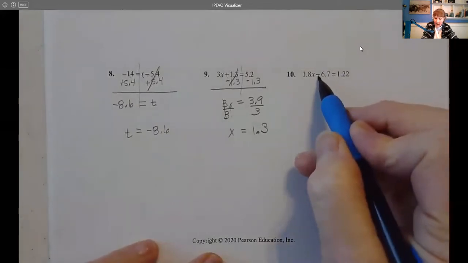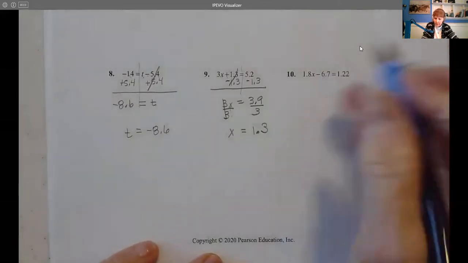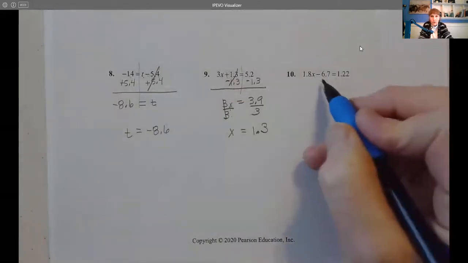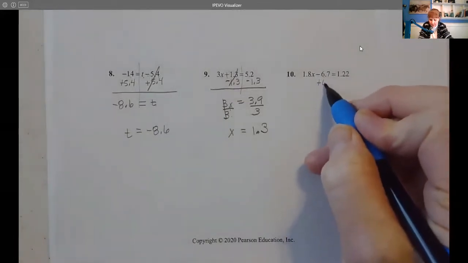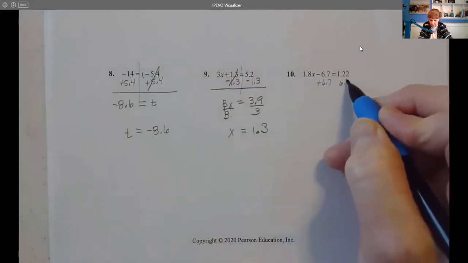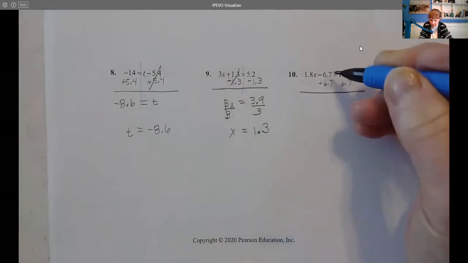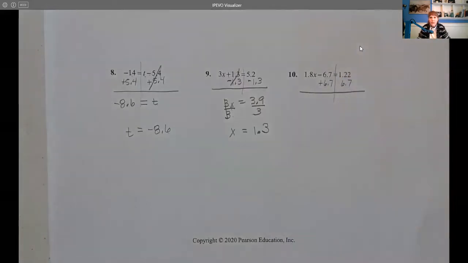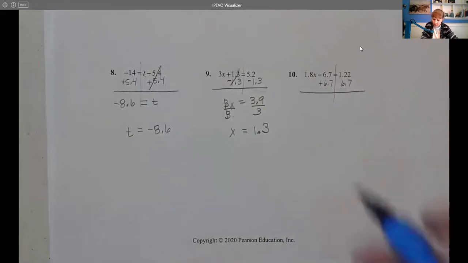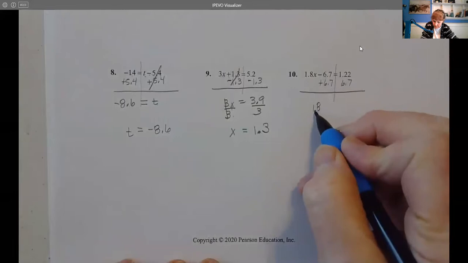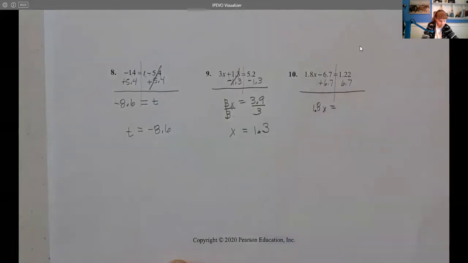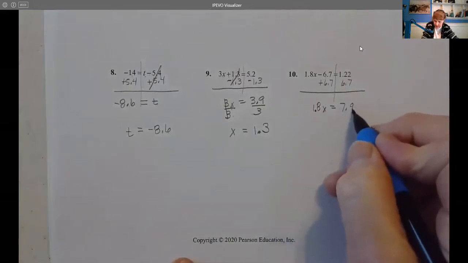Here, this is a subtract 6.7. So I'm going to add 6.7 to both sides of my equal sign. It's always the opposite here. So now we'll have 1.8x by itself. Let me put that in there. 1.22 plus 6.7 is 7.92.